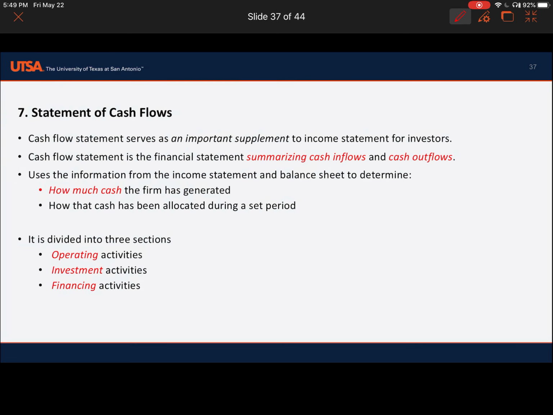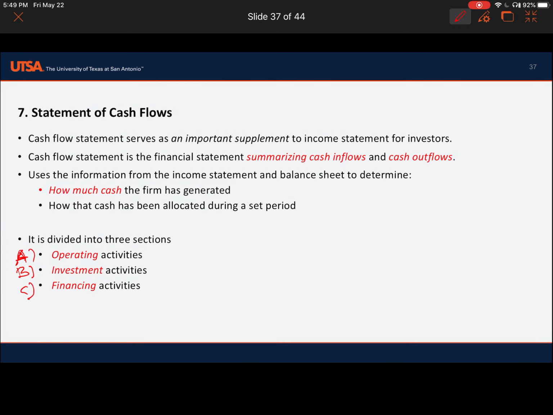Statement of cash flows. The cash flow statement serves as an important supplement to the income statement for investors. The cash flow statement is the financial statement summarizing cash inflows and cash outflows. It uses the information from the income statement and the balance sheet to determine how much cash the firm has generated and how that cash has been allocated during a set period. So it's divided into three sections: operating activities, investment activities, and financing activities.